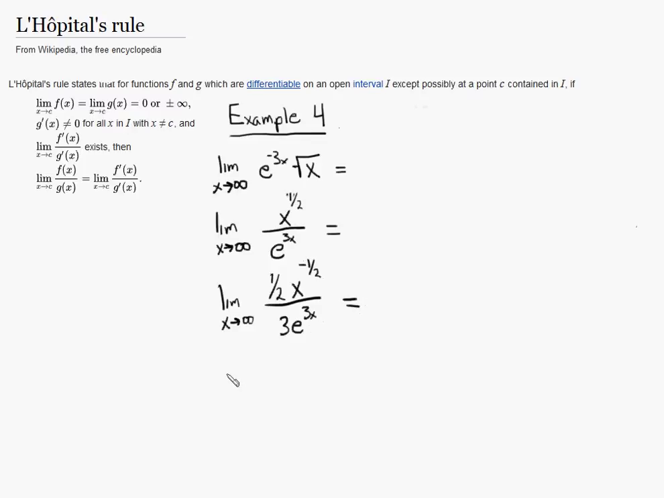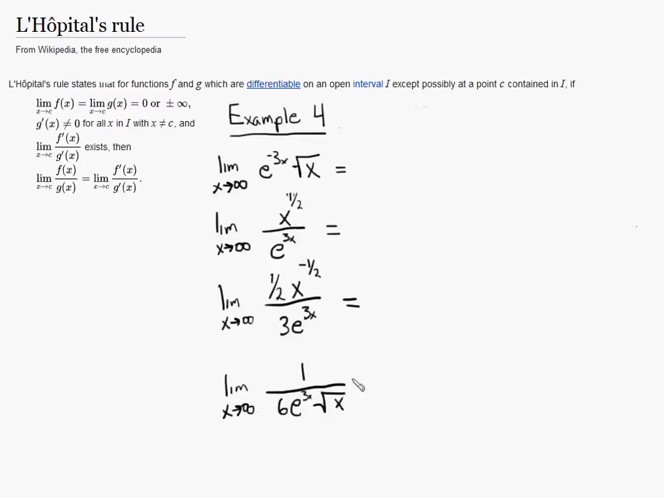And then we're going to rewrite this again and evaluate. Up top, we just have 1 left. The 2 and the 3 combine to a 6 on the bottom. e to the 3x we'll leave first, and then the x to the negative 1/2 on top moves down to the bottom and rewrites as square root of x.